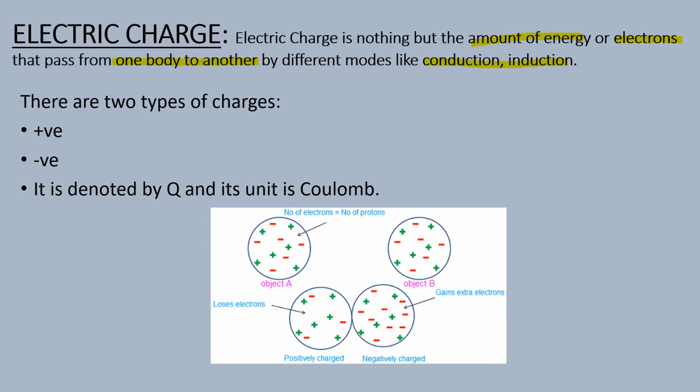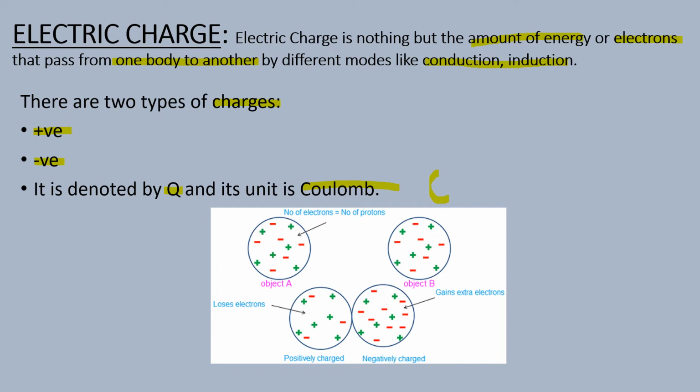Now there are two types of charges. The very first is positive charge and the second is negative charge. This charge is denoted by capital Q. There is small q also, by which we denote charge. We are going to find out the difference between the two later on. Its unit is Coulomb, as it was first discovered, or you can say identified, by Coulomb. That is why its unit is also Coulomb, and we write it as C.